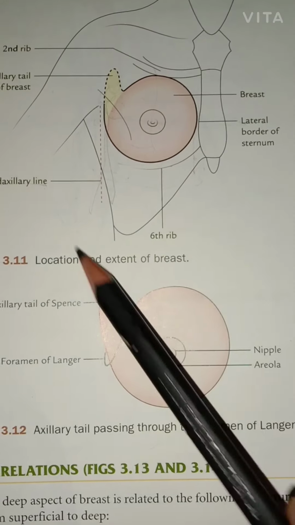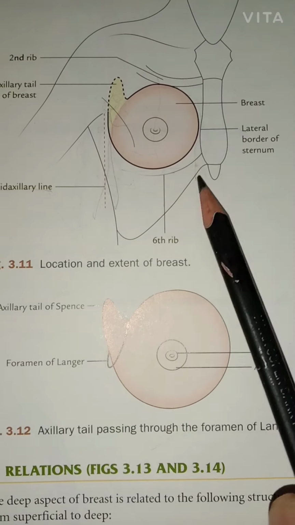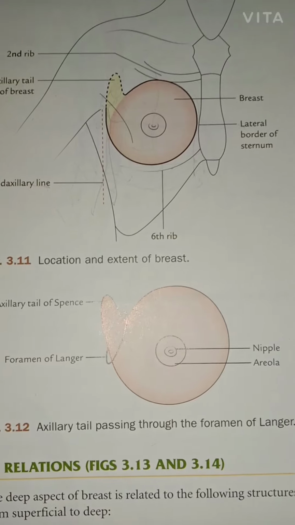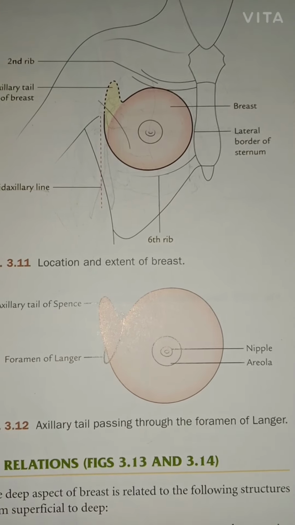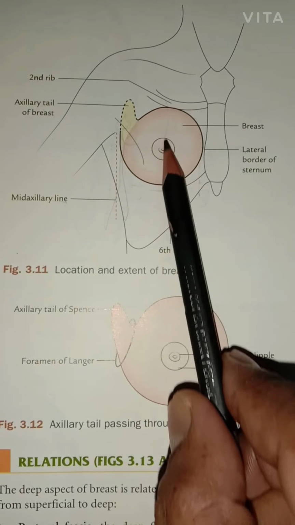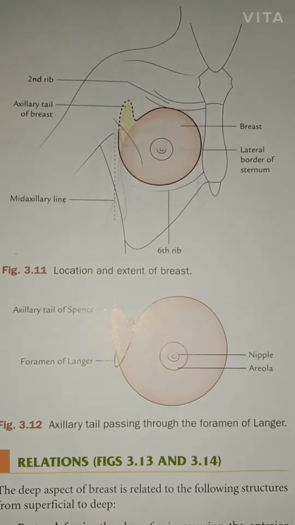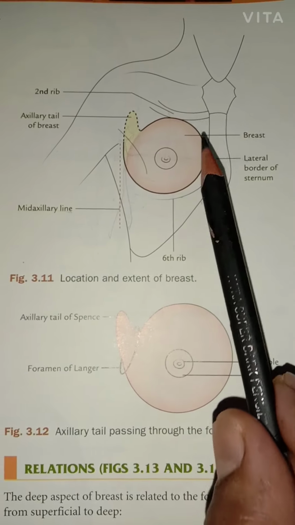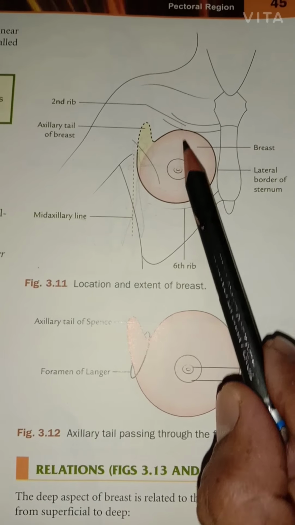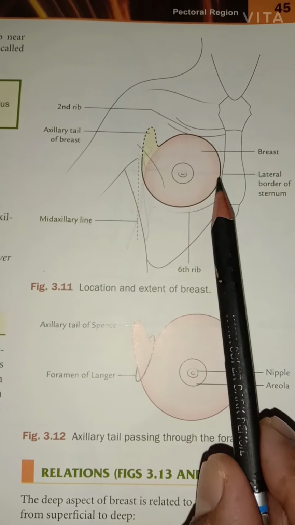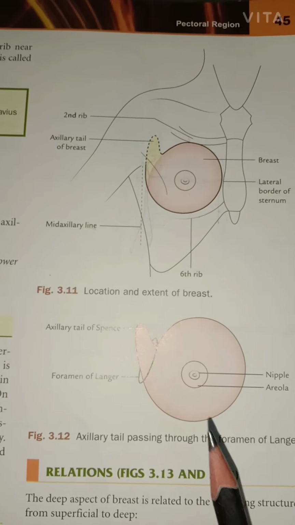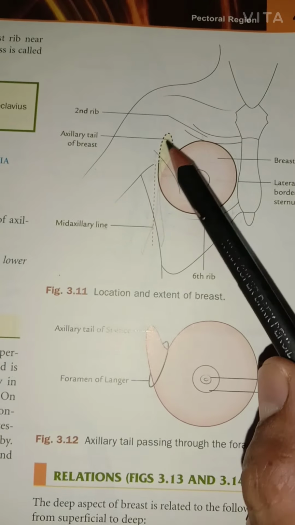So let's see the location or situation of the breast. The breast lies in the superficial fascia of the pectoral region, and it can be divided into four quadrants: the upper medial part and the upper lateral part, then the lower medial part and the lower lateral part. Okay, and that is the small part of the breast.